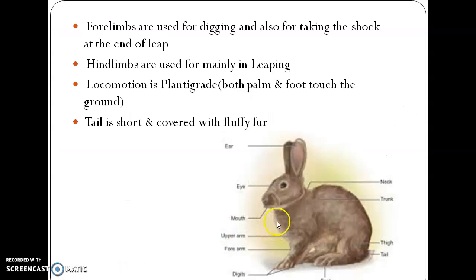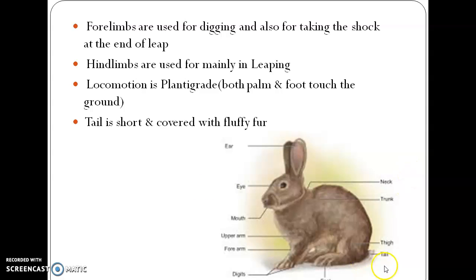Then how the limbs are modified. I told you that these are fossorial forms, so their forelimbs are generally used for digging purposes and also for taking shock at the end of a leap. Then hind limbs are generally used mainly for leaping purposes. So locomotion is plantigrade. Plantigrade means both the palm, that is the hand region, as well as the foot or pes touch the ground. So plantigrade kind of locomotion is found in rabbits.